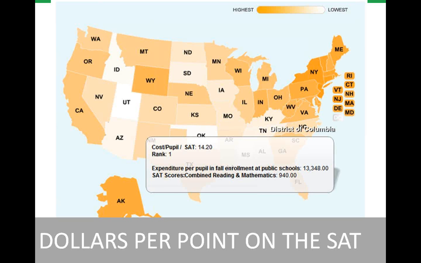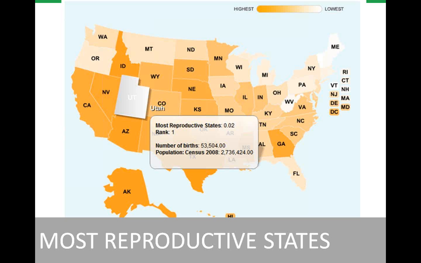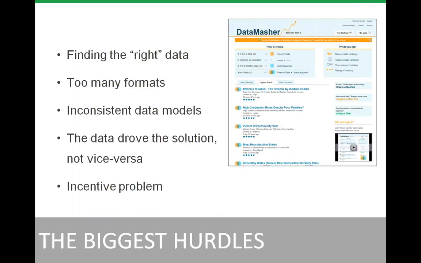And here is what some of the mashups look like. This is a heat map that shows where there's the highest and lowest numbers. So this is the dollars per point on the SAT. It mashes up two different data sets to come up with that. We also have the most reproductive states. So people had some fun with this, and there was also, Jeremy talked a little bit about community. There were some community features to this as well, where people were able to write comments and rate and rank the different mashups.